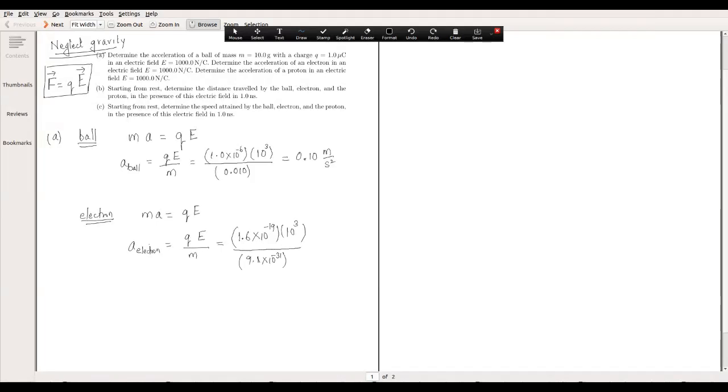So that's equal to 1.6 divided by 9.1, that's 0.1718. And we have 10 raised to minus 16 in the numerator. So that gives 10 raised to 15 as a factor. Writing it in scientific notation, we have 1.8 times 10 raised to 14 meters per second squared.